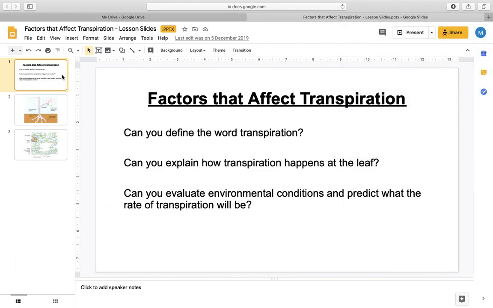So, you should now be able to tell me what the word transpiration means. You should be able to explain how transpiration happens at the leaf, and you should be able to tell me how environmental conditions affect the rate of transpiration.